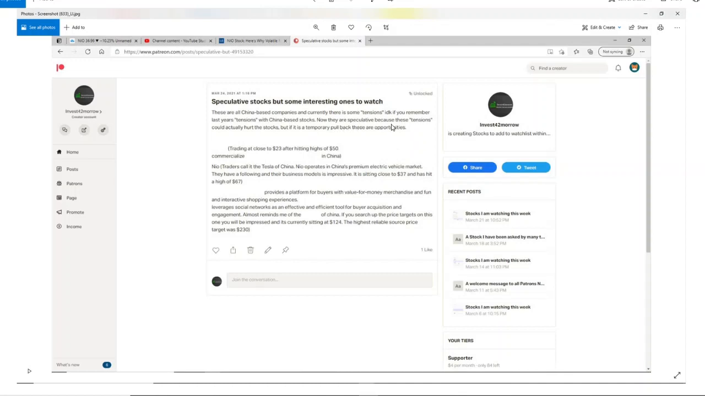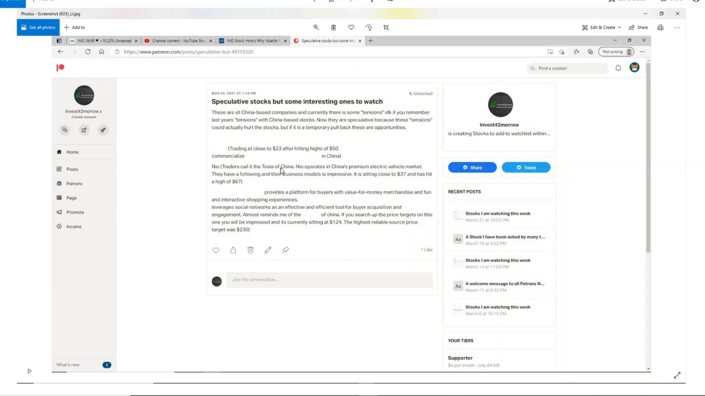Now they are speculative because these tensions, quote unquote, could actually hurt the stocks. If these tensions get worse or more serious, it could hurt the stocks short term. When I say short term, the rest of the year, the next coming months, or the next 2 years until things kind of loosen up or get a little bit better. But if they're temporary pullbacks that last a few weeks or days, these are opportunities before us. So I went ahead and said it.